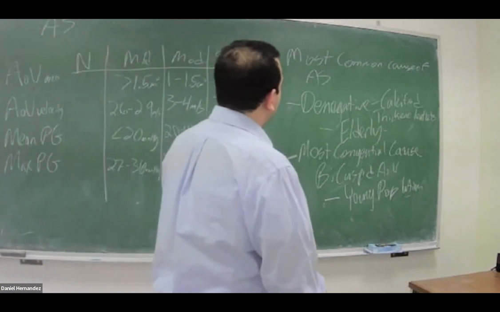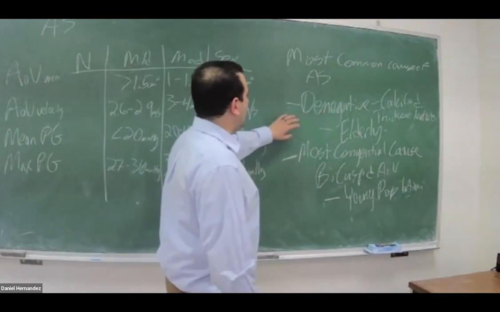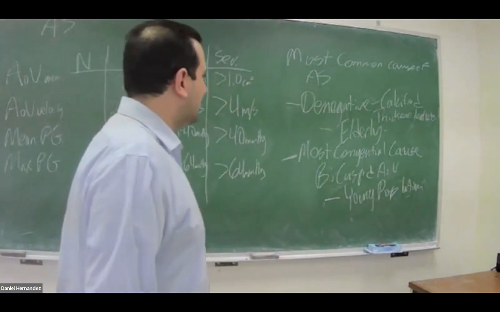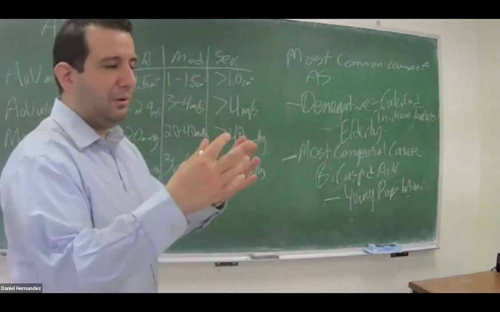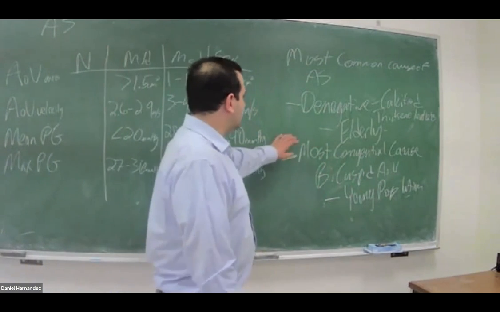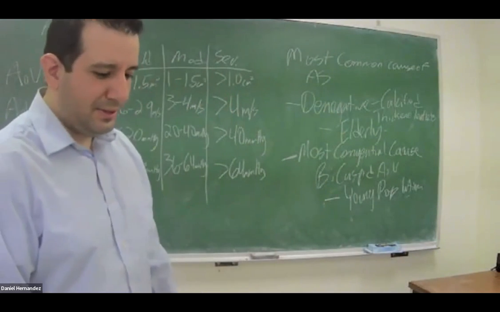The most common cause of aortic stenosis just in general is going to be degenerative valve disease. So thickened, calcified leaflets that are immobile, they don't open very well. Rheumatic heart disease can also affect the aortic valve, but not as commonly as degenerative disease.